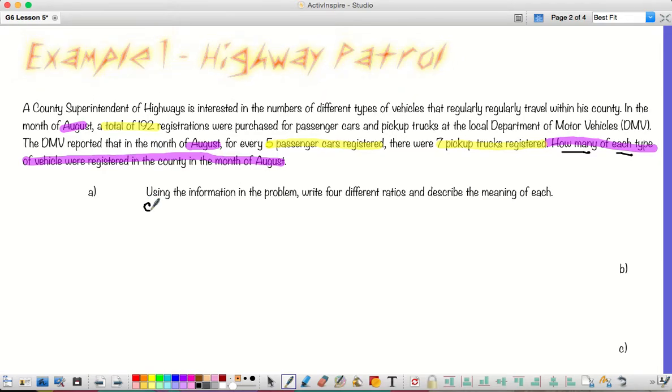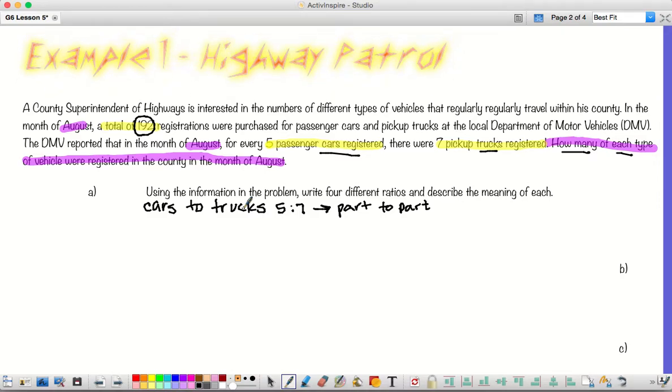Okay, so cars to trucks is 5 to 7. Now, this would be called a part-to-part ratio. The reason it's part-to-part is because we know the whole, the total, is 192. Cars is one part of that total number, and trucks is another part of that total number. So any number that corresponds with cars and any number that corresponds just with trucks is considered a part. So this would be a part-to-part ratio.